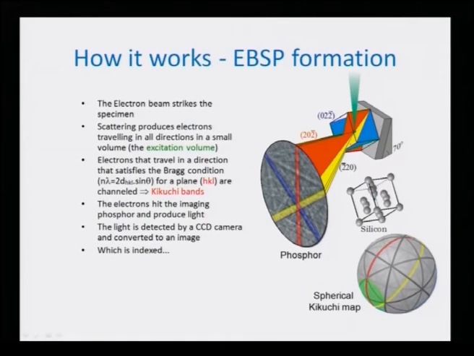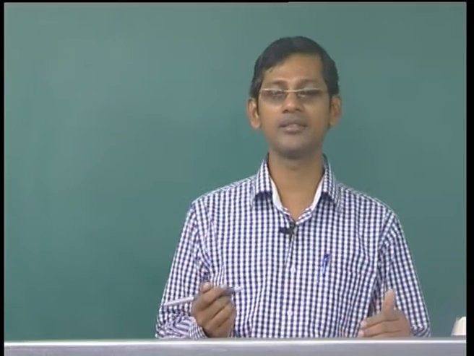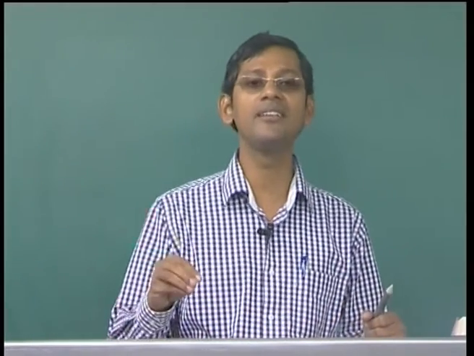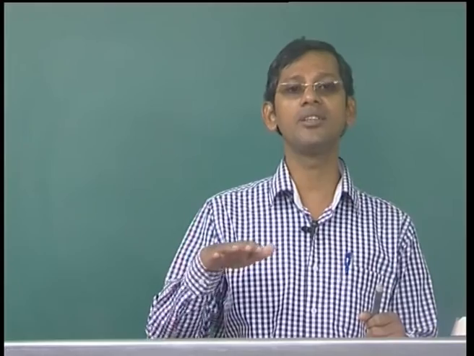Electrons hit the imaging phosphor screen and produce light, as we know. In transmission electron microscopy also we use a phosphor screen on which the electron falls and creates the light. So light can be detected by a CCD camera, and the CCD camera can be used to convert this to an image, and these patterns which are obtained routinely can then be indexed by knowing the crystal structure of the material, and by knowing that we can obtain how each crystal is oriented in the sample.